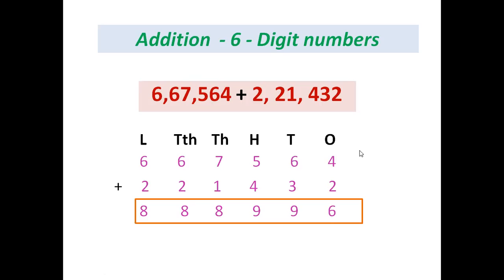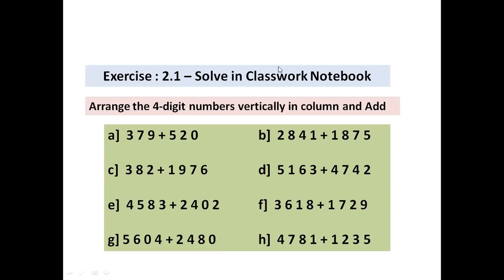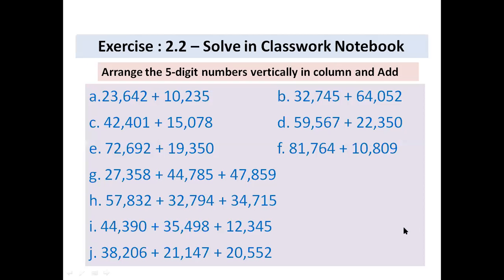Now 4-digit, 5-digit and 6-digit additions we have learned with regrouping as well as without regrouping. Now it's homework time. I have given 3 separate slides. For 4-digit, that is exercise 2.1, you have to solve it in your classwork notebook. You have to arrange the numbers vertically in columns and add. The way I explained the example, the same way you have to arrange them and solve it in your classwork notebook.